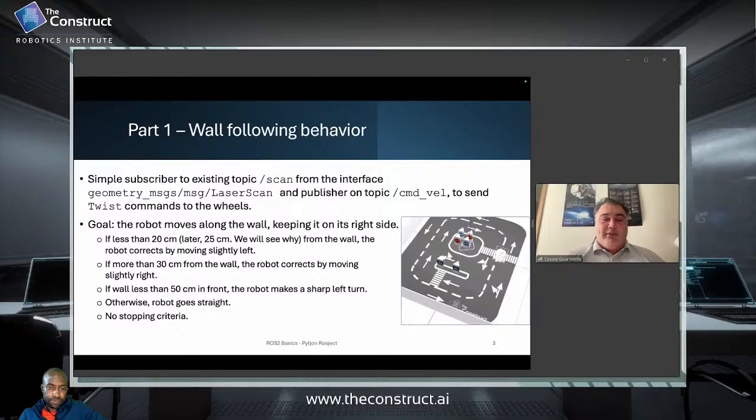So the requirements were that if the robot is within less than 20 centimeters from the wall, it corrects by moving slightly left. If it's more than 30 centimeters from the wall, it corrects by moving slightly right. And if it sees the wall in front of the robot, it makes a sharp left turn. And otherwise it goes straight. And when we had only the wall following, there was no stopping criteria, so the robot will just keep going around in loops.